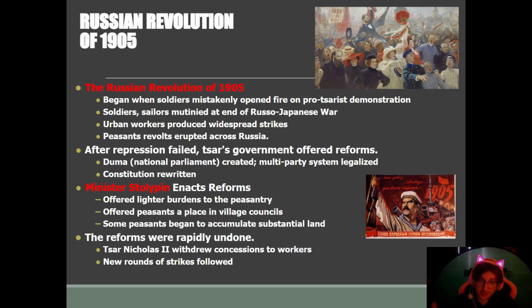Well, it sounds great, the revolution stops, life is good. And Tsar Nicholas II, basically after everything calmed down, immediately took back all of the things he said, and a new round of strikes followed, and Russia will remain extremely politically unstable until the Russian Revolution of 1918.